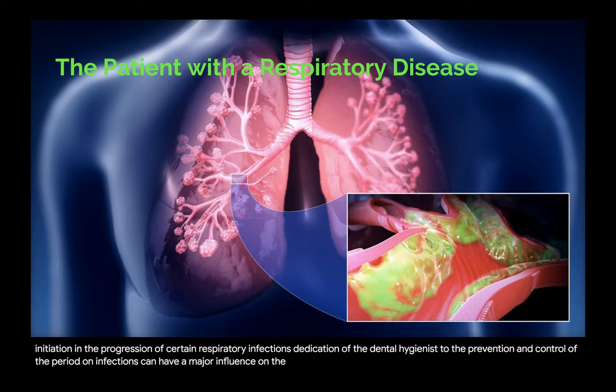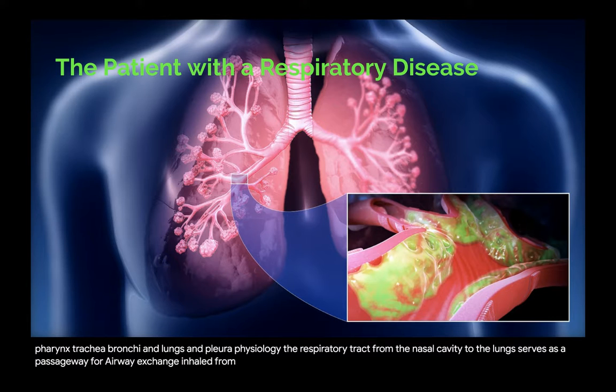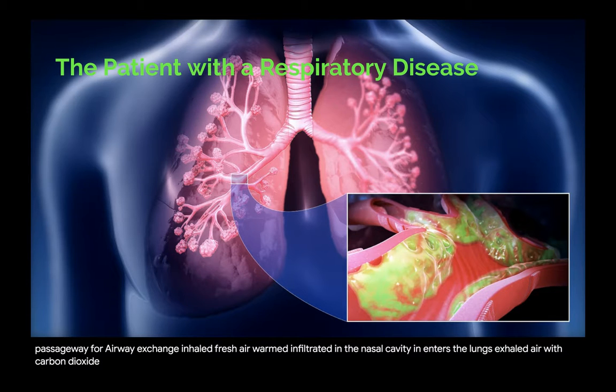The respiratory system, the anatomy, structures: sinuses, nasal cavity, larynx, pharynx, trachea, bronchi, lungs, and pleura. Physiology. The respiratory tract from the nasal cavity to the lungs serves as a passageway for air exchange. Inhaled fresh air, warmed and filtered in the nasal cavity, enters the lungs. Exhaled air, with carbon dioxide, leaves the body.